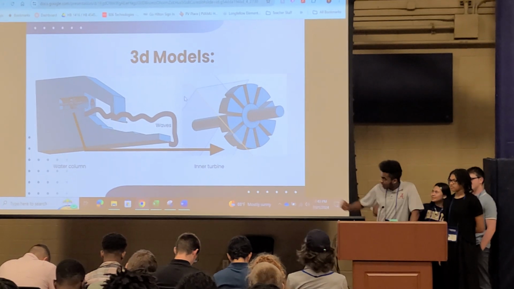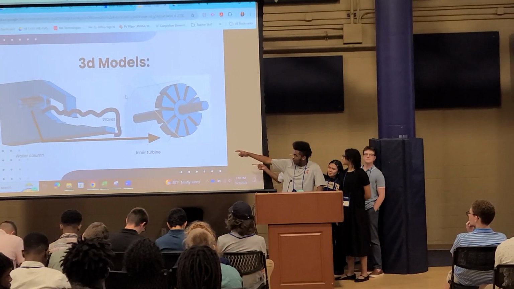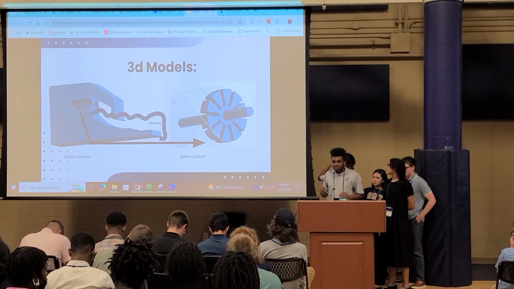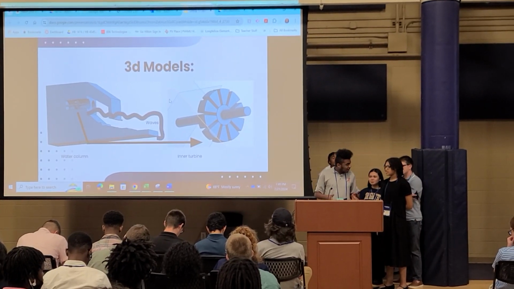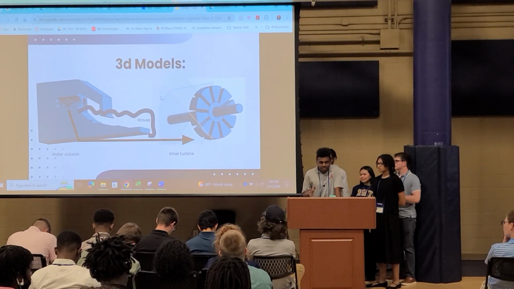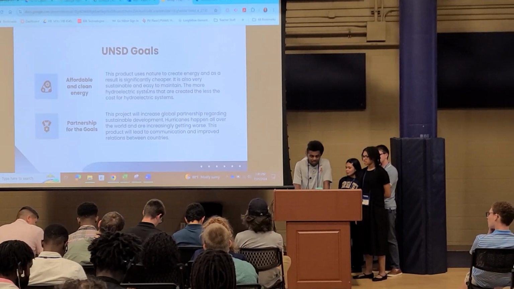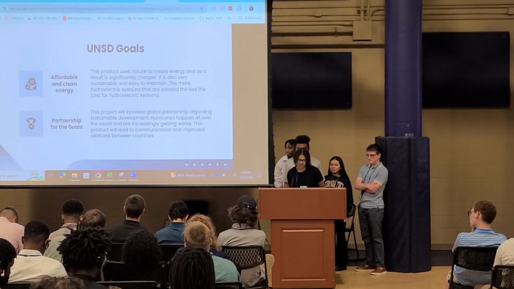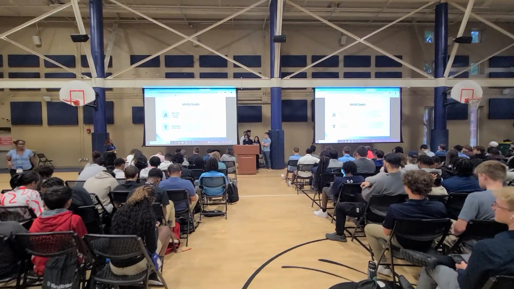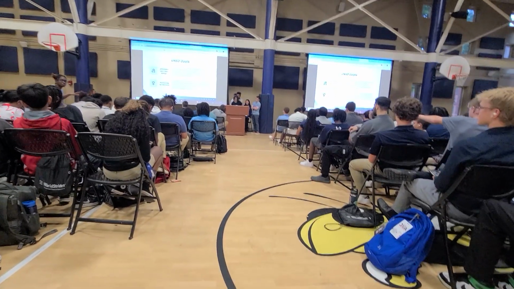This is our design. It's called the water column generator. Basically, we have the water column. We have a wall to protect it from water and debris. And then we got the inner turbine, which will use air pressure. Using that, it will spin the turbines, thus making energy, which will go to the transformer and then the generator. Okay, so our goals are affordable and clean energy and partnership for the goals, because it helps with natural disasters and also provides energy for communities using the electric system.